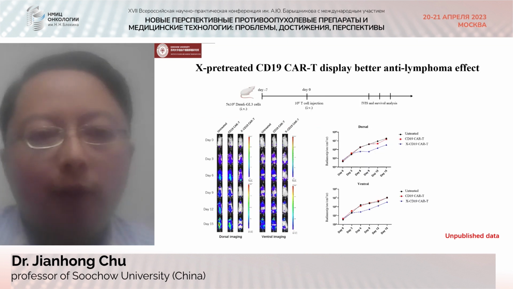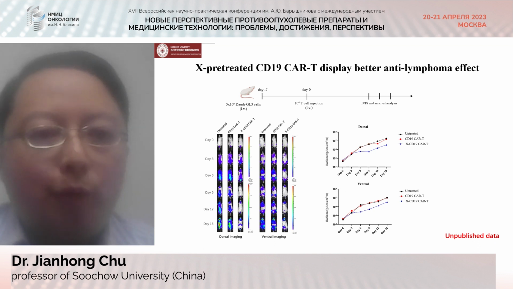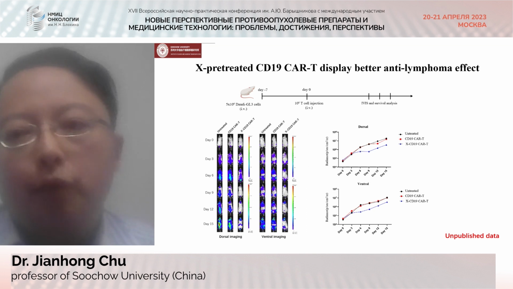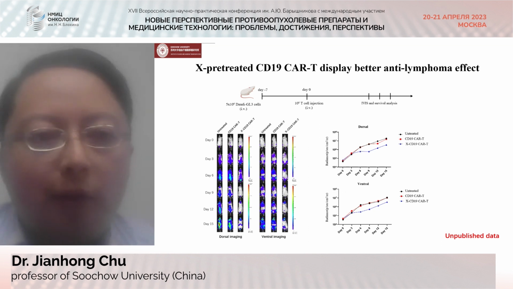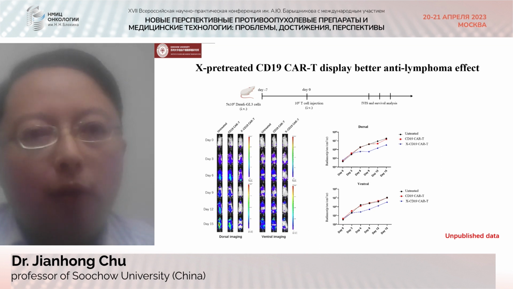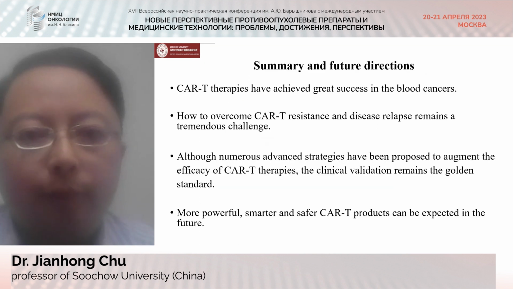And more importantly, we found that these drug pre-treated CD19 CAR T cells can display a better anti-lymphoma effect than untreated CD19 CAR T cells in a systemic lymphoma model. So this suggests that this kind of drug may be utilized to optimize the anti-tumor effect of CAR T cells, and this study is still ongoing.